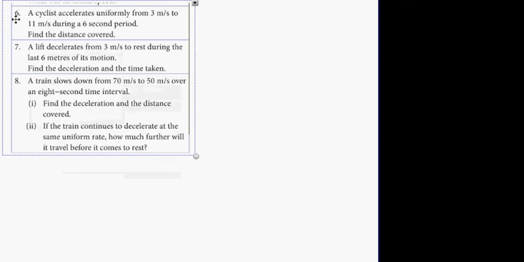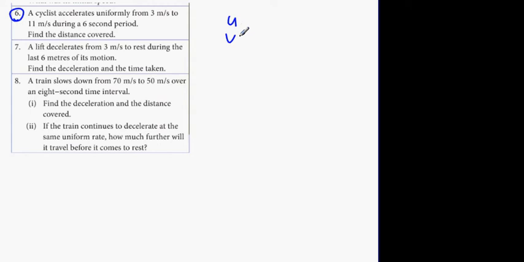In question 6, I write down what you've asked every single time I do one of these questions in this whole chapter. Then I'm going to make a list of what letters I have. A cyclist accelerates uniformly from 3 to 11. U is 3, V is 11. During a 6-second time period, T equals 6. Find the distance covered, S.